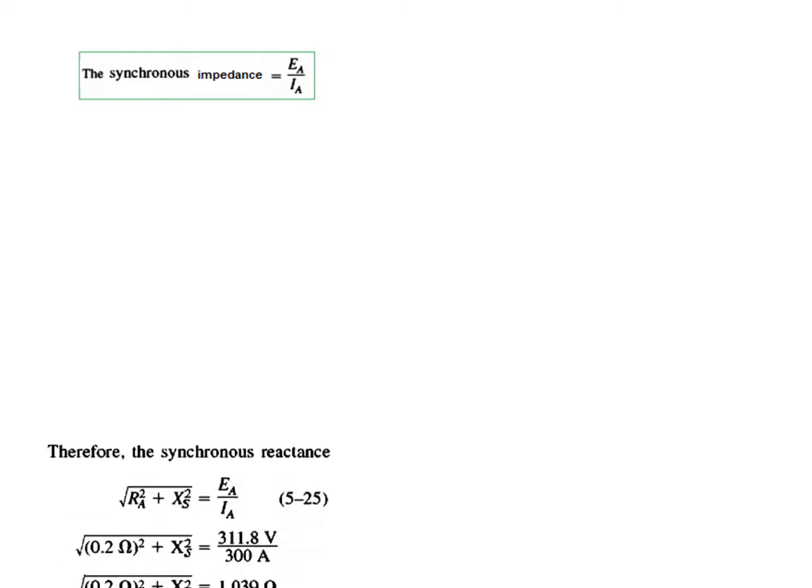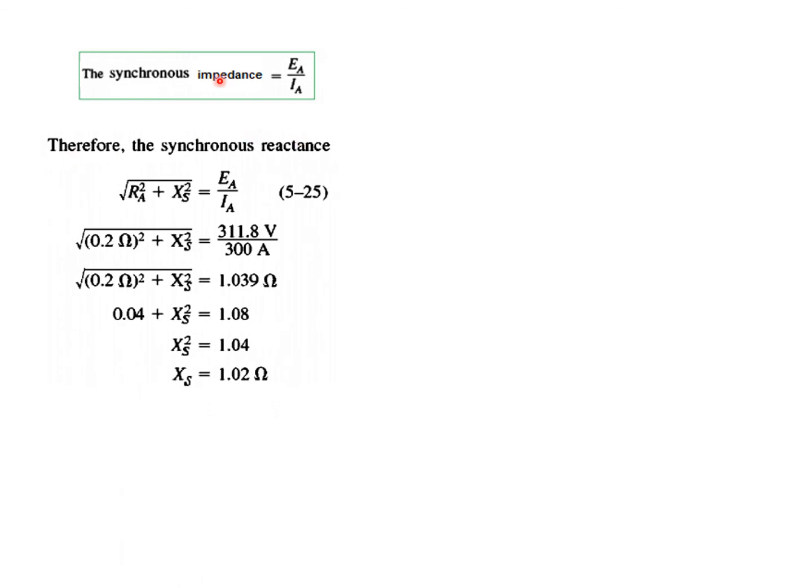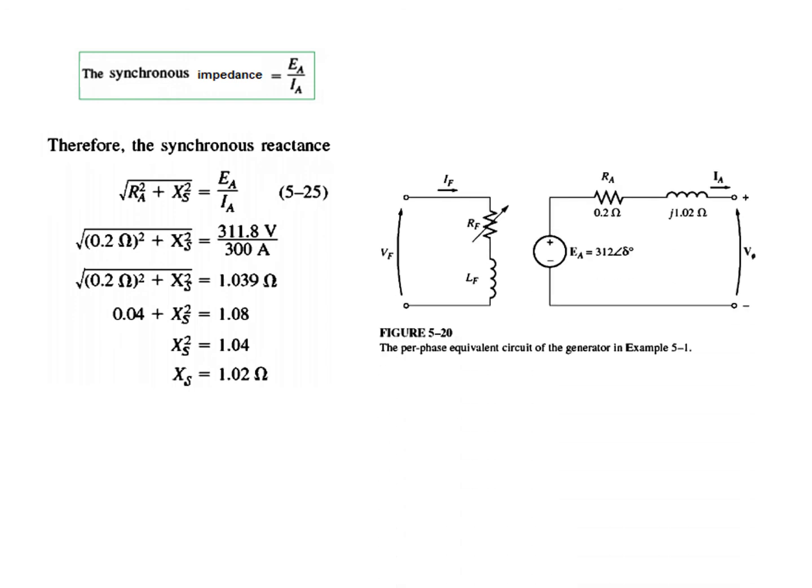Okay, so this is the formula for the impedance that we found out, and we have now found both the terms, EA and IA. Therefore, to find the reactance, we use this impedance formula. RA we know is 0.2, we calculated. XS is what we need to find out. EA was 311.8 and IA is 300. From this, we can calculate the reactance of the synchronous generator to be 1.02 ohm. And so this is the single phase, or per phase, equivalent circuit with the values put in here.